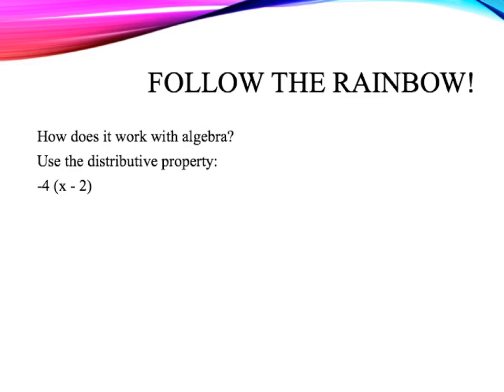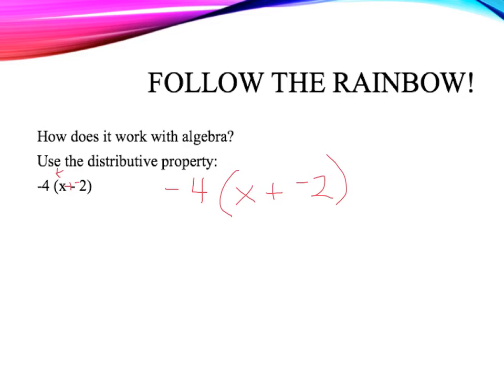Okay, on this one, before I get started, I'm going to go ahead and do the keep, change, change. So I'm going to keep this first variable, change this minus to a plus sign, and change the sign of the next. So my new problem is going to be negative 4 times x plus negative 2. And I'm going to rewrite it over here so you can see it a little bit better.